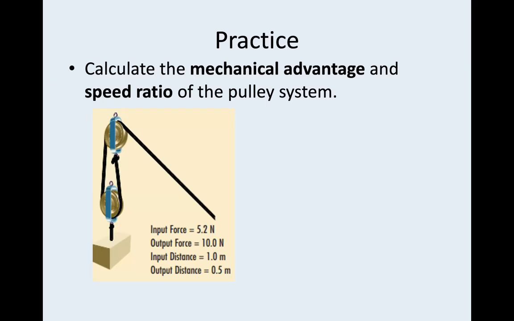Right, so let's look at this example. Calculate the mechanical advantage and speed ratio of the pulley system. We'll do the speed ratio first, and then the mechanical advantage, and see what we notice about the numbers that we get. First thing you're going to do is this, right? You're writing what you know and what you need to find out. And then the formula.